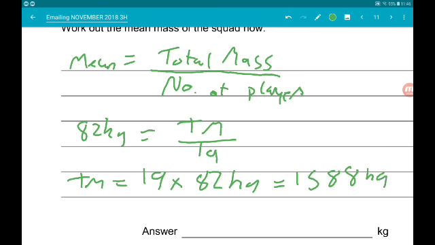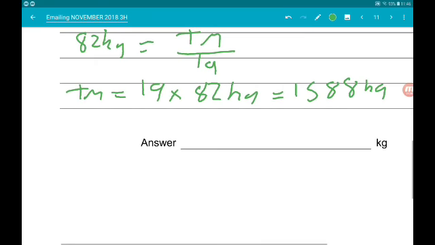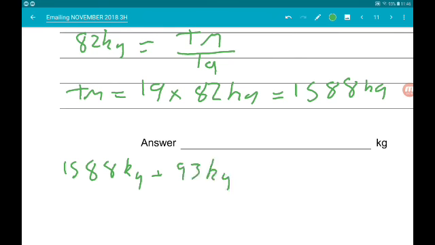So then this new player joins and they have a mass of 93 kilograms. So we then do 1588, add the mass of the new person. That's going to give us 1651.